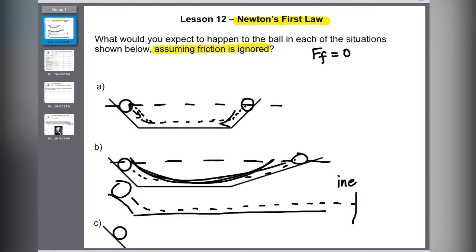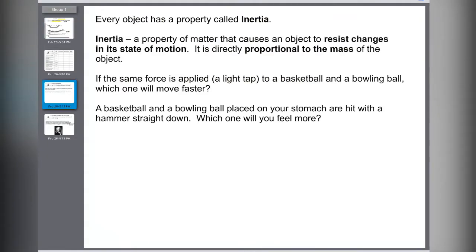We call this motion inertia. Inertia means it's not going to change, and it's going to keep going. Every object has this property called inertia. Inertia is the property of matter that causes an object to resist change, and it wants to stay in that same motion. And it's always proportional to the mass.